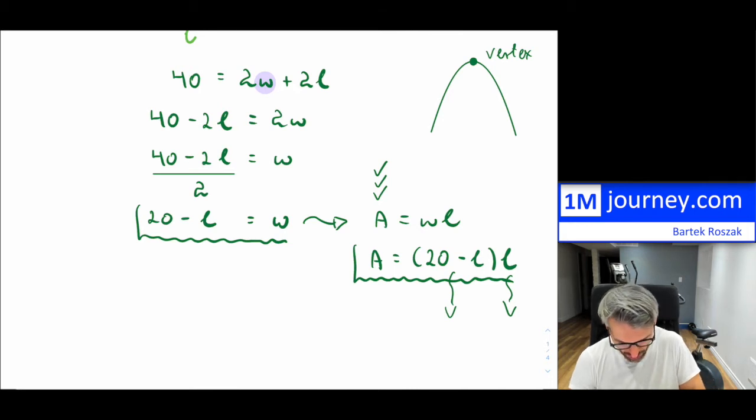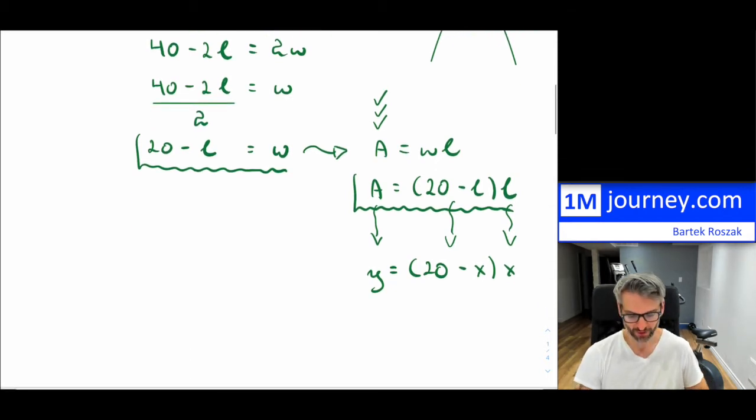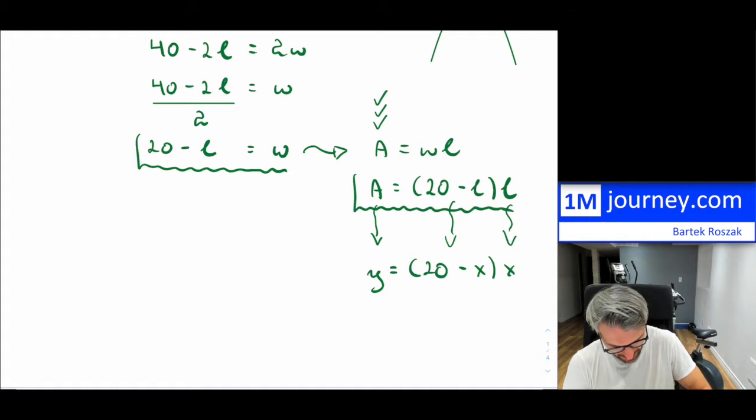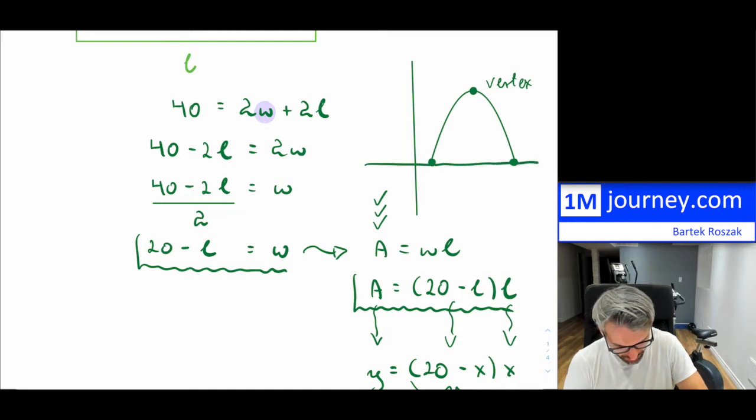Now recall, this A that I have right here is like your y is equal to 20 minus x times x. You can think of it this way, and if you think of it this way, then it's much easier to think of the quadratics. So from the factors, I'm going to find the zeros of this. I'm going to find where this crosses.